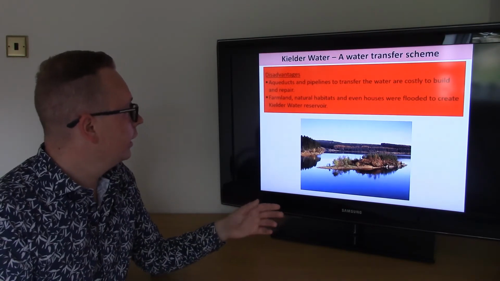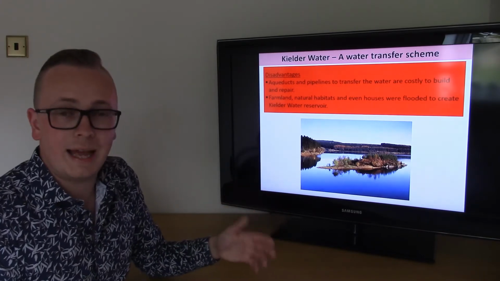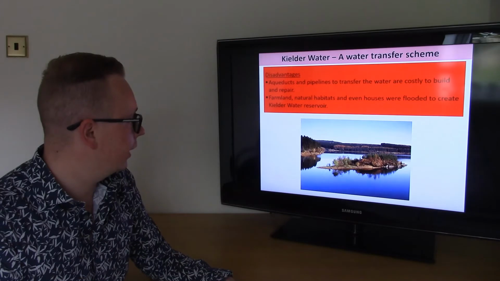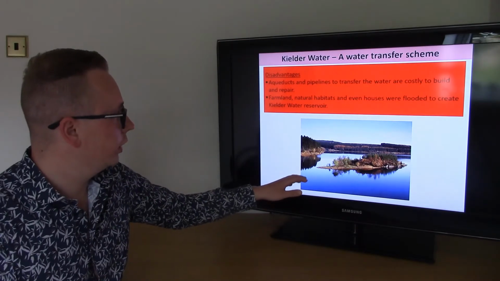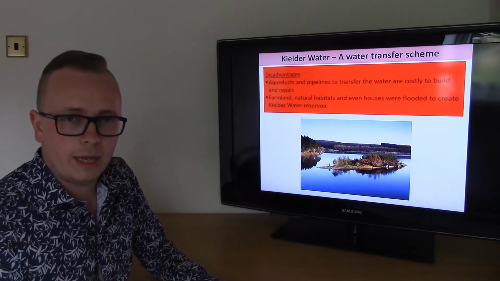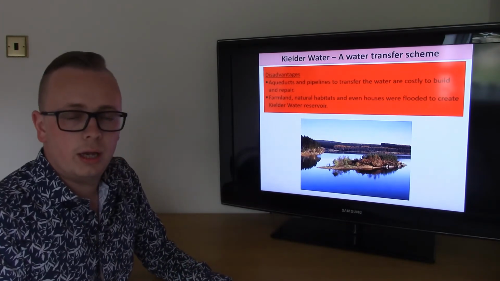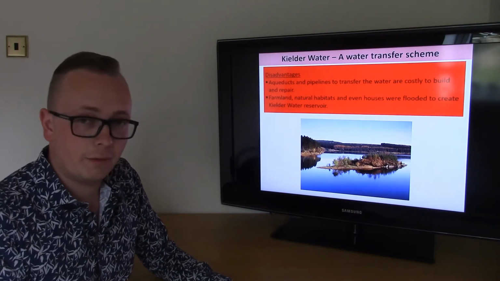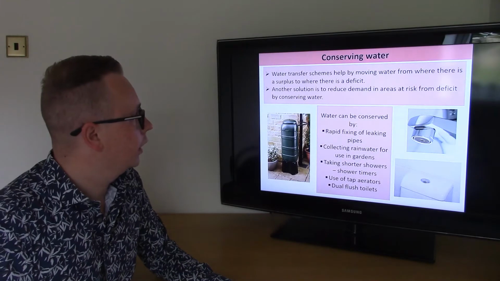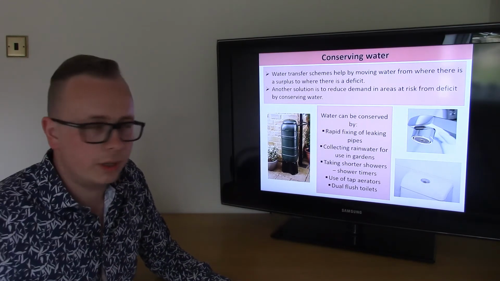Disadvantages though, the aqueducts and pipelines needed to transport the water are going to be very costly to build and to maintain. The repair costs will be very high. But also to create reservoirs like Kielder Water, we have to flood lots of land, and that's farmland, it's natural habitat, and even houses are lost in order to create these reservoirs in some areas. Or they certainly have been in the past. So obviously water transfer schemes are a great help in moving water to where it's needed.